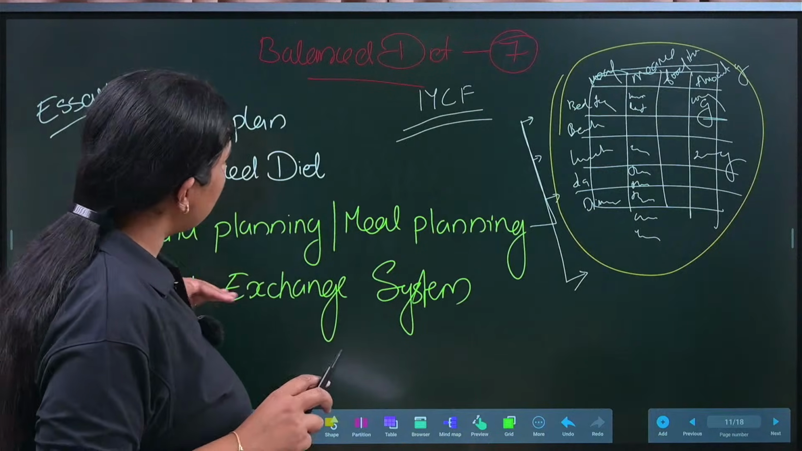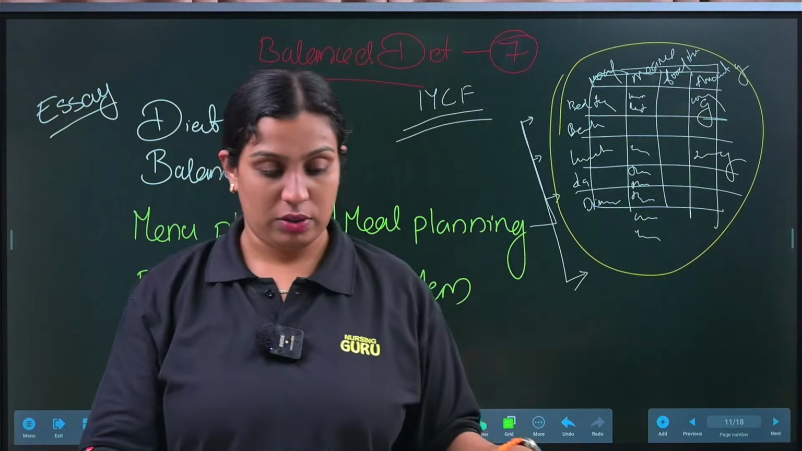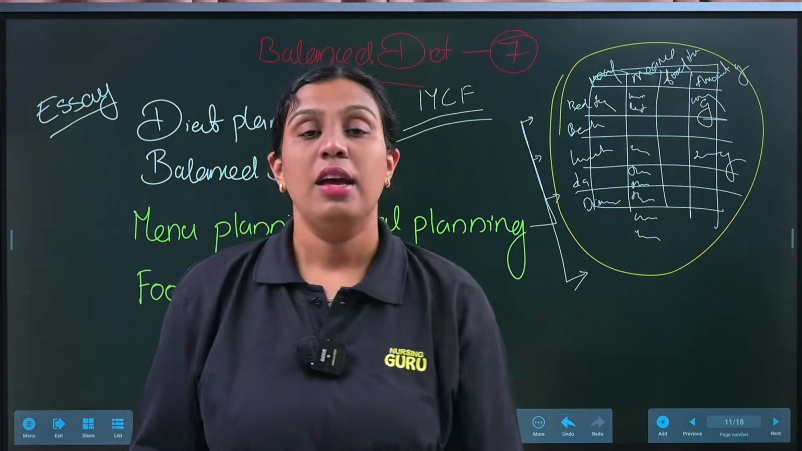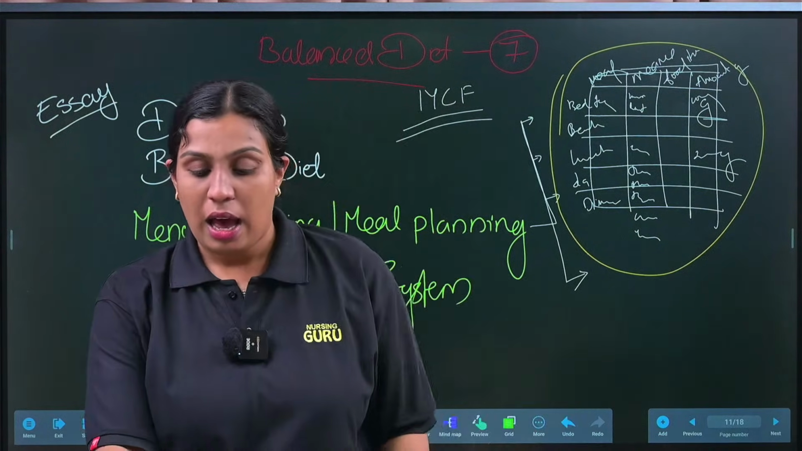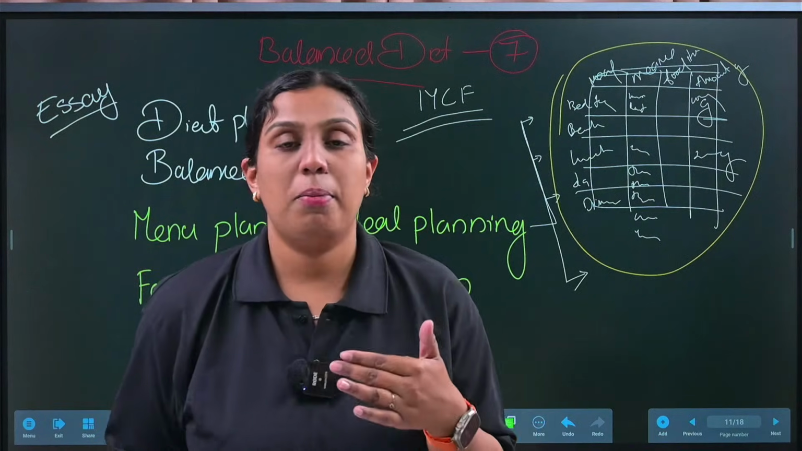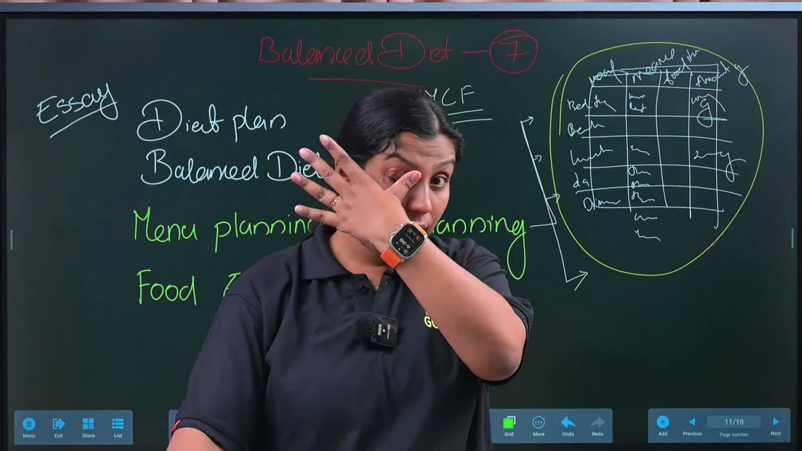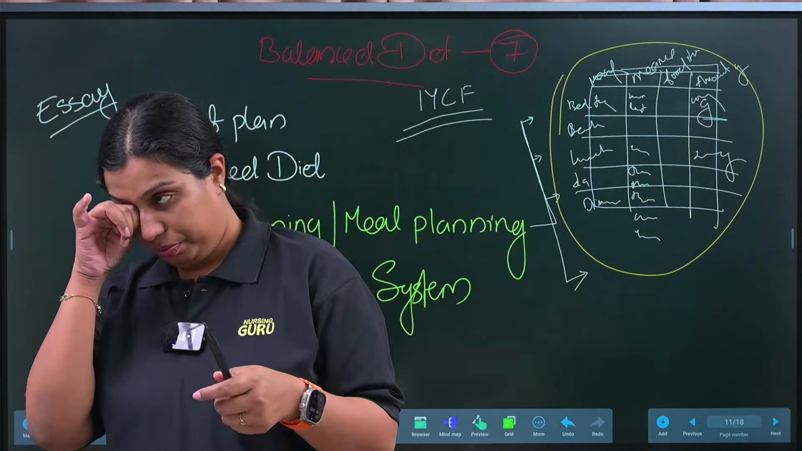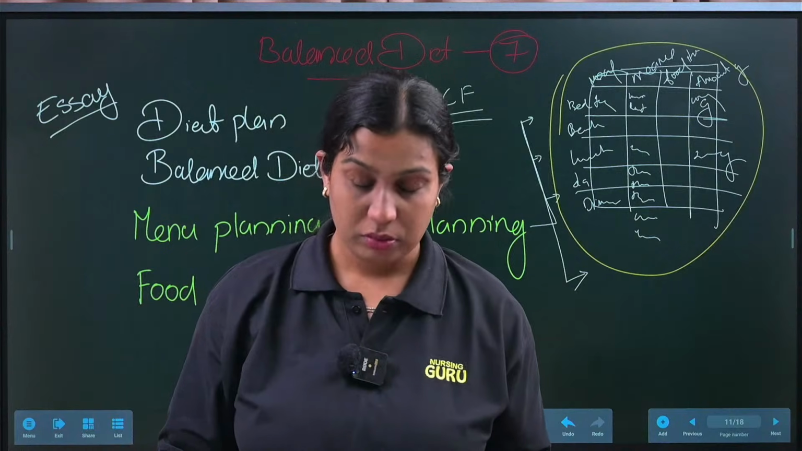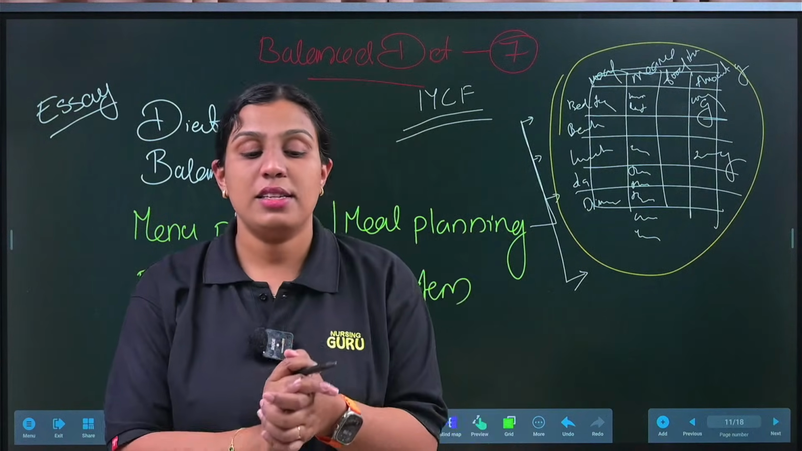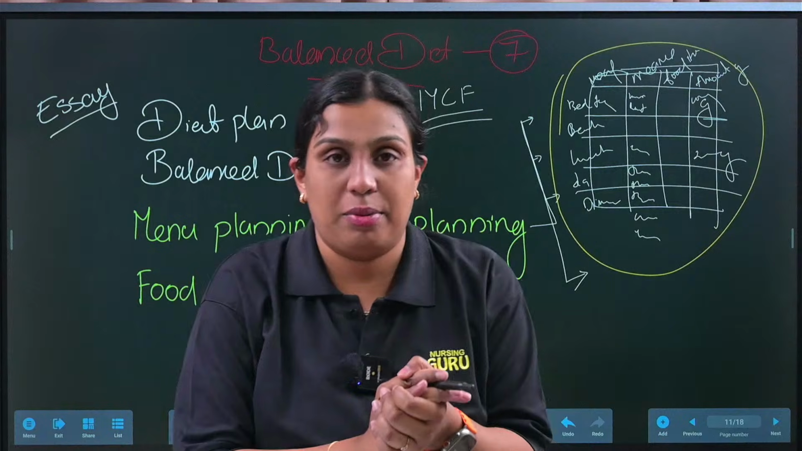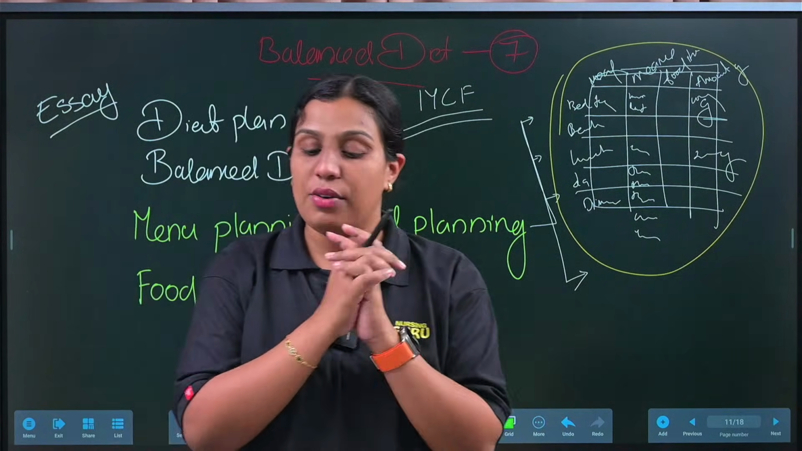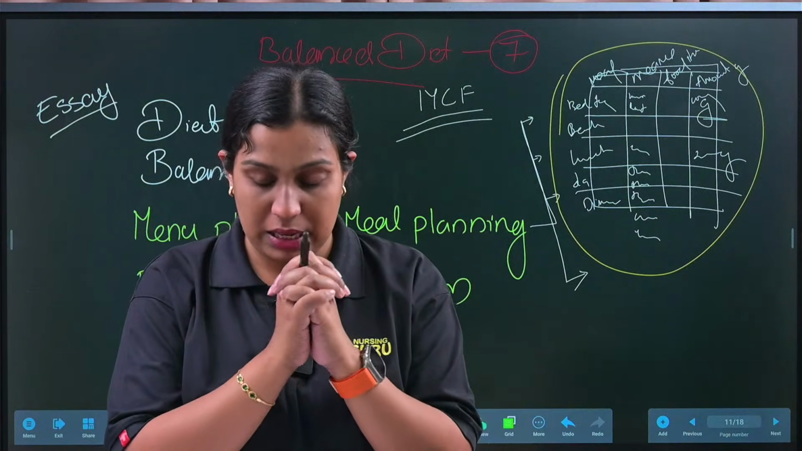These areas are also important. I will tell about that. First short note is about balanced diet: define balanced diet and the role of nutrition in maintaining health. Next short note is about the food exchange system. Last time this question also came as a 5-mark question. So the food exchange system is important.